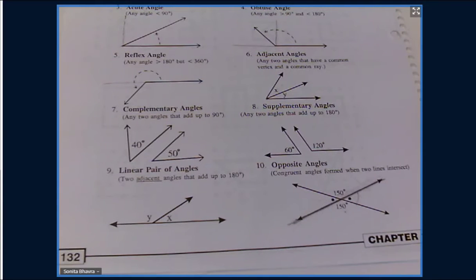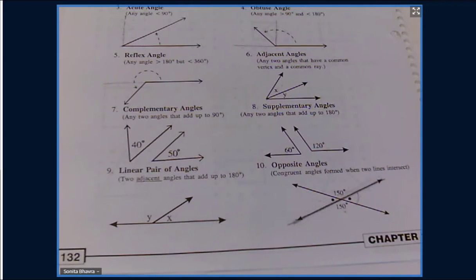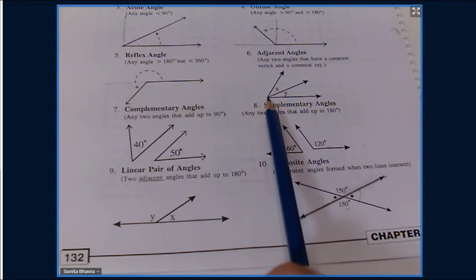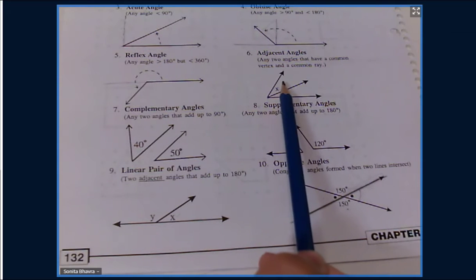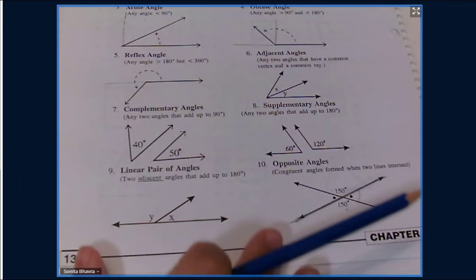All right, so next we have the adjacent angles. These are any two angles that have a common vertex and a common ray. So angle X and angle Y, they have a common vertex right here. They also have this common ray. So these two angles would be called adjacent angles.